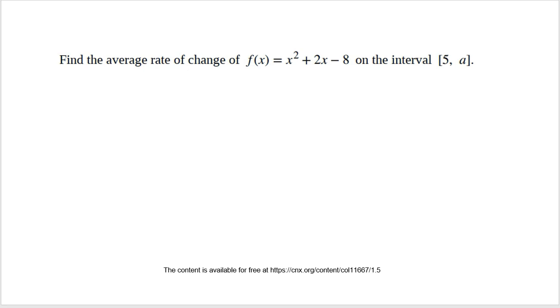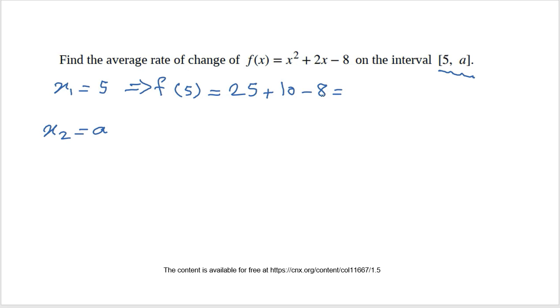And find the average rate of change of this function on interval 5 and a. You can pause the video and try to solve this problem. So x1 is equal to 5, x2 is equal to a. f of x1, f of 5 is 5 squared, 25, plus 2 times 5, 10, 35 minus 8, 27. And f of a is equal to a squared plus 2a minus 8.